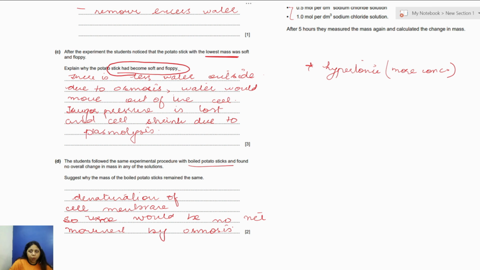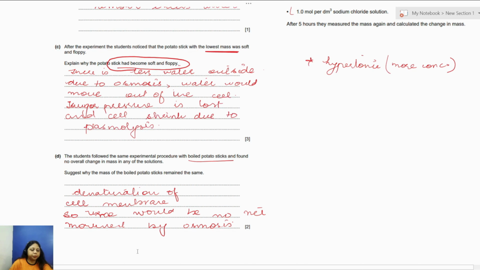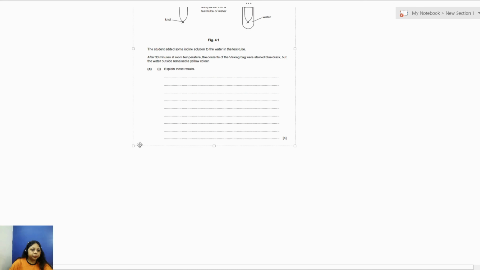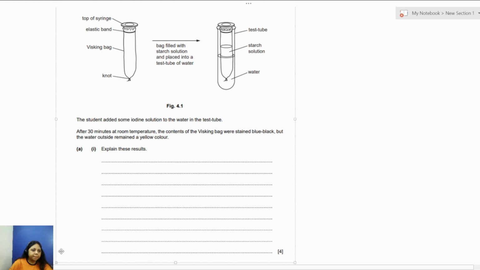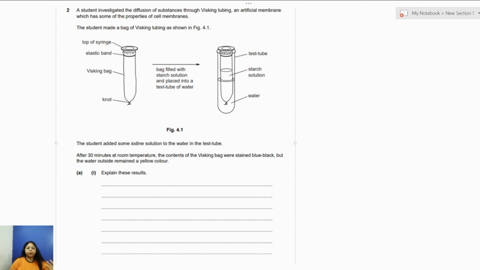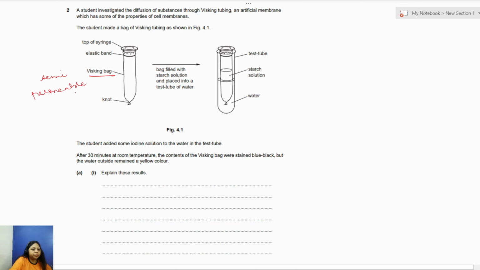Now there is one more practical in this chapter, because this chapter is more important for ATP and both paper 2 and paper 4. This practical is related to Visking tubing. It's a Visking bag. What is this Visking bag? It is a semi-permeable membrane.